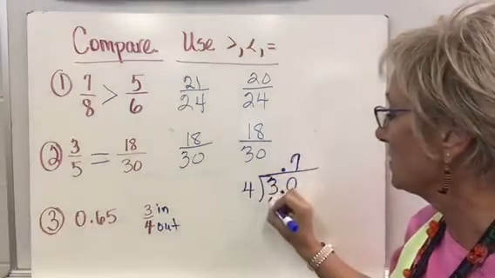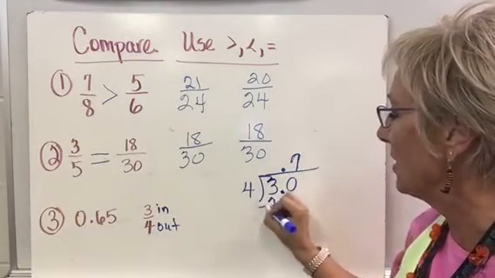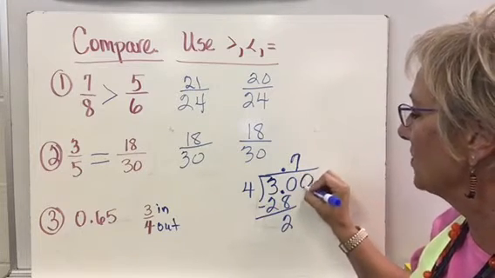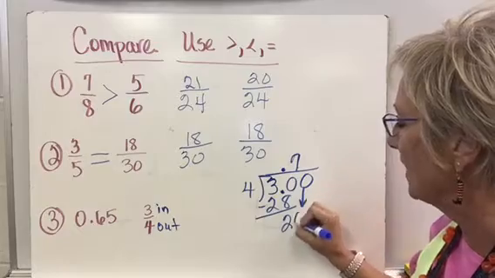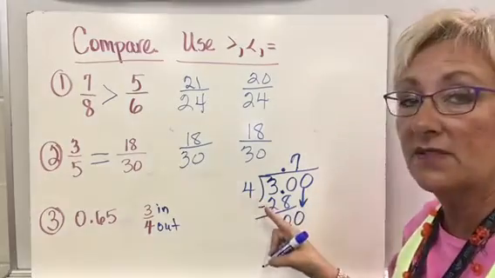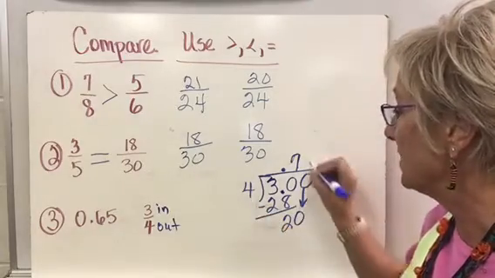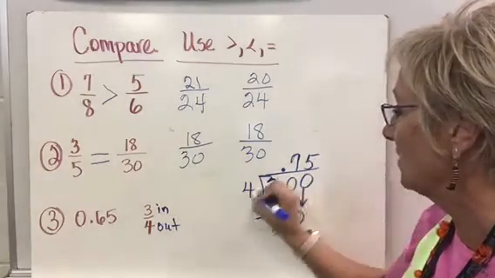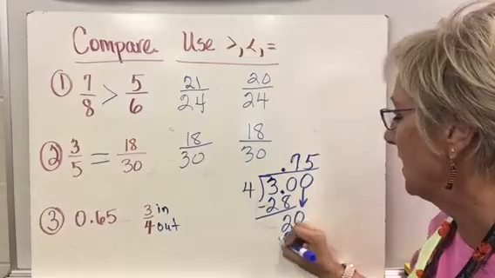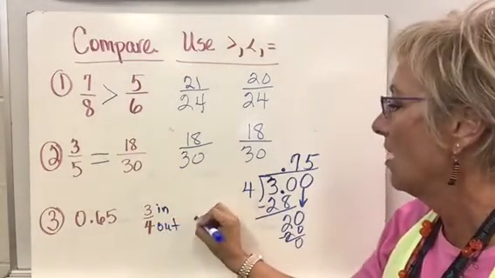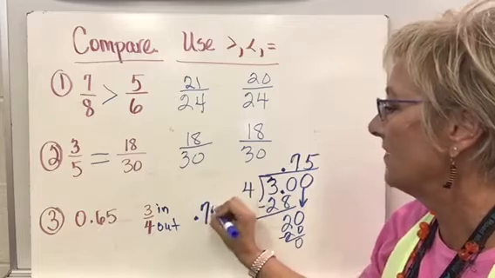So 7 times 4 is 28. When I say 30 minus 28, I know that's 2. I still have some stuff left over, so I need to keep adding zeros and bringing it down until it either begins to repeat or it terminates or stops. So 4 goes into 20 5 times. So 5 times 4, I know, is 20. So I know that the decimal equivalent for 3/4 is 0.75.